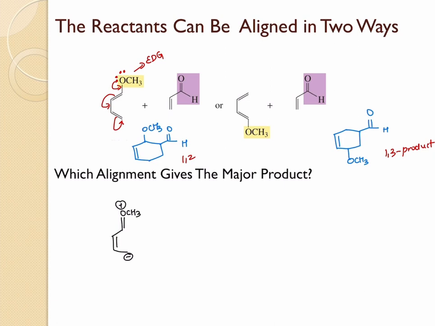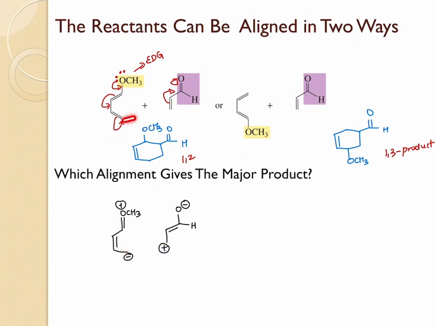In the same way, if we draw the resonance contributor for the dienophile, this is an aldehyde group, which means it's going to withdraw the electrons. This oxygen is going to withdraw the electrons. The electron shift is in this direction, right? And therefore, this carbon will have a partial positive charge. Now, when you want the product to be formed, you want the negative charge of the diene to come in contact with the positive charge of the dienophile.